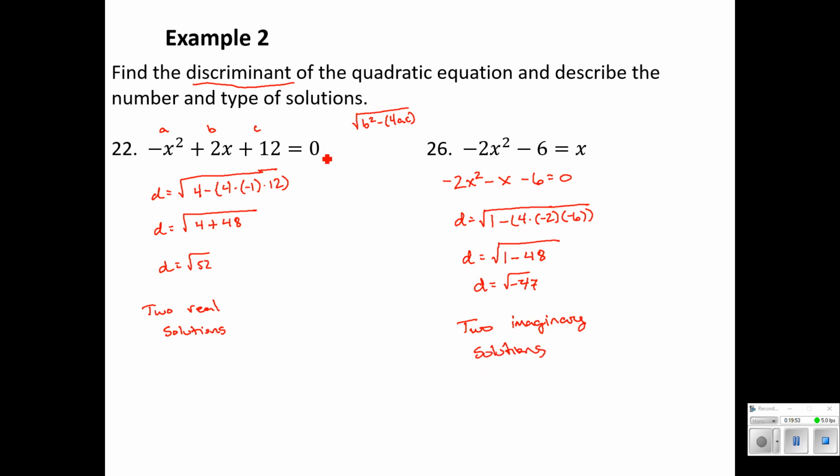Now notice for the discriminant, we really didn't need the square root, but I like to keep it in place. The discriminant is really what's underneath. But by having the square root in place, the fact that it comes out negative just kind of jumps out that, hey, it's underneath the radical, that means imaginary. So I always like to include the square root when I do that. That's just personal preference, though.